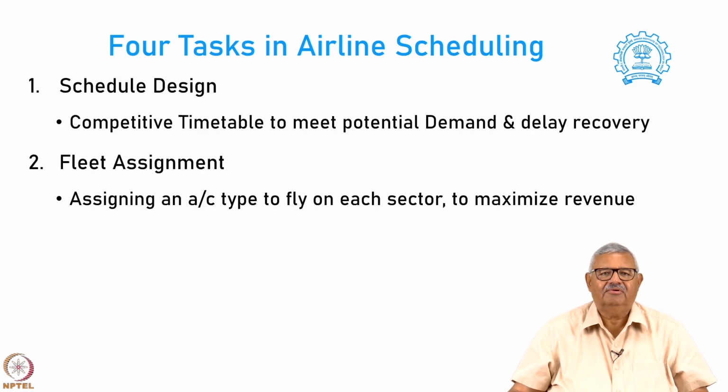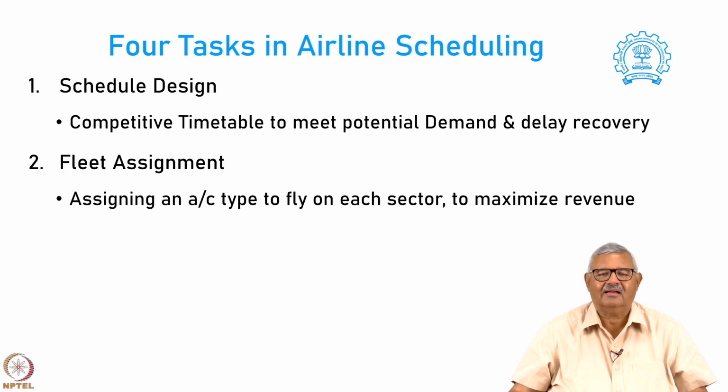After that, we do fleet assignment, in which we assign a particular aircraft type to fly on each sector to maximize the revenue on that sector. Notice that the demand for travel could be quite different on different sectors. So if an airline has multiple types of aircraft, then they can decide which is the most appropriate aircraft to be assigned to a particular route. So that is called fleet assignment.